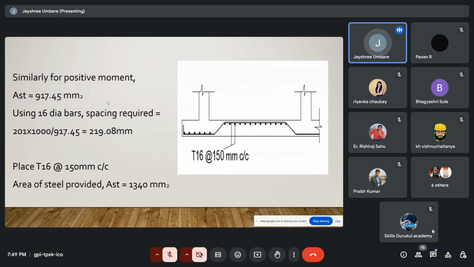Similarly for positive moment, Ast is equal to 917.45. For positive, we use the same 16 mm dia bar at 150 mm center to center. Then Ast provided is 1340, which is more than 917, hence it is safe. And this is the diagram for this.